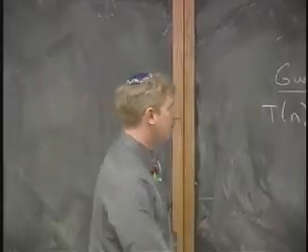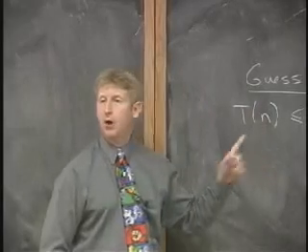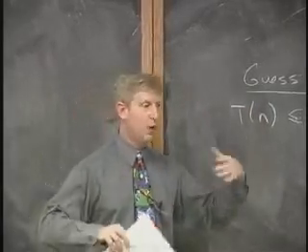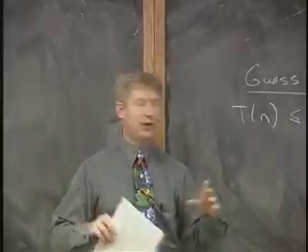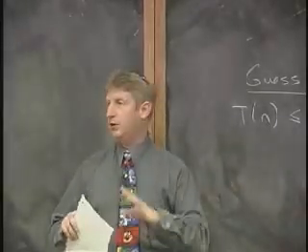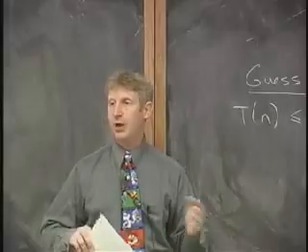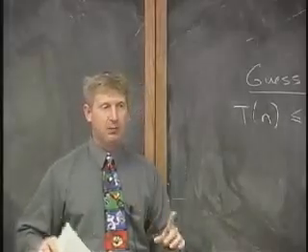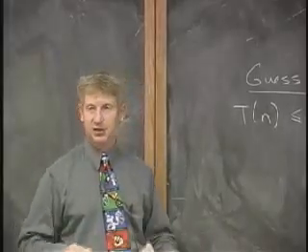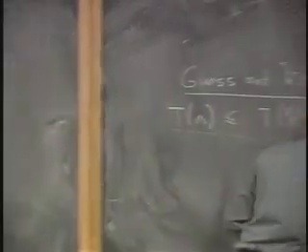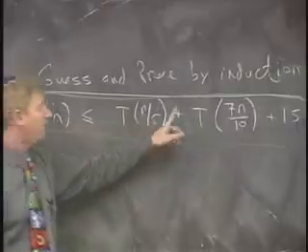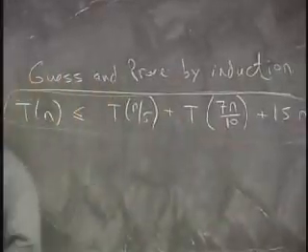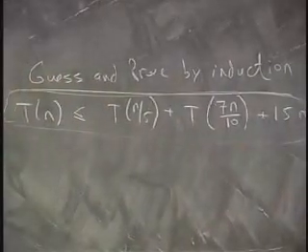Our proof is going to be by induction on the size of the problem. We're going to assume that it's linear for smaller problems, say, things less than n, and we're going to try to show that it's actually linear for size n, using the inductive assumption, working our way up. The only thing we know to help us, besides the inductive assumption that it's linear, is this: we know that T(n) is less than or equal to T(n/5) plus T(7n/10) plus 15n.